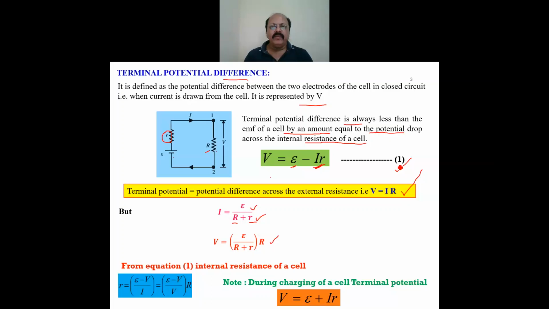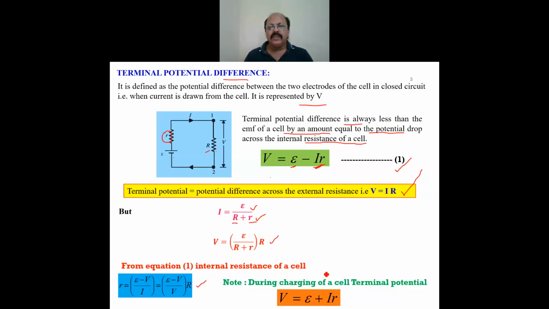Now from equation 1, when you substitute this value, you will get small r equal to E minus V upon I, and I is V upon R. So substitute here in place of I, then it becomes E minus V upon V into R. So this is the formula for the internal resistance of a cell in terms of the EMF of the cell and the terminal potential difference with external resistance capital R.